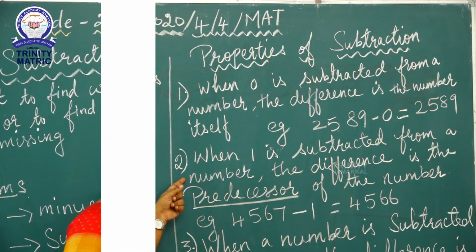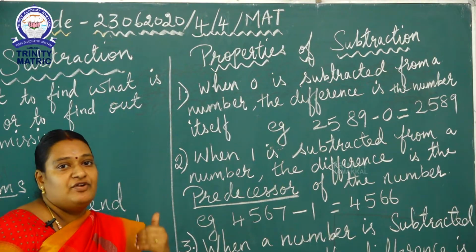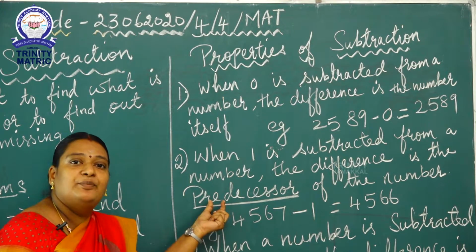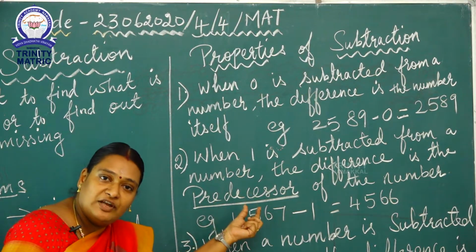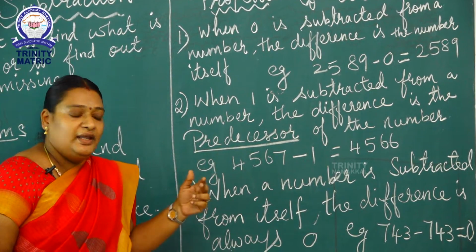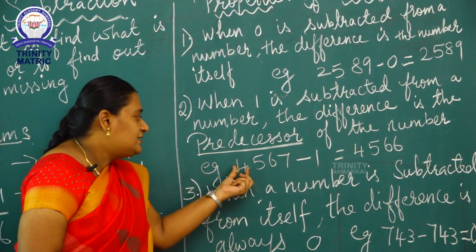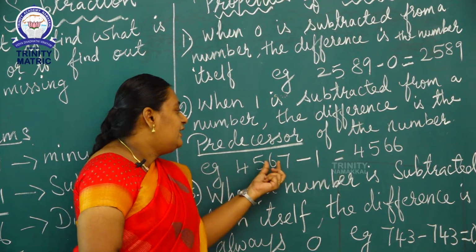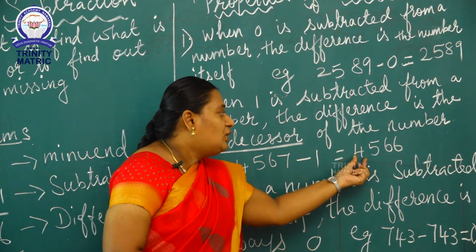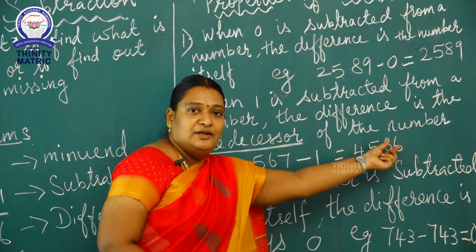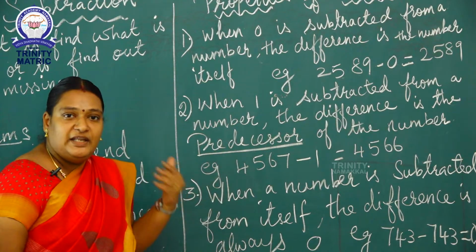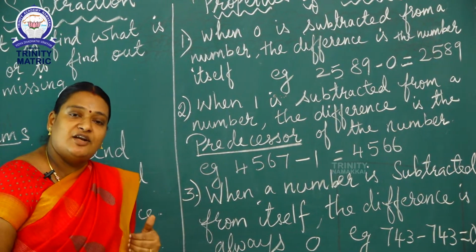And the second property: when 1 is subtracted from a number, the difference is the predecessor of the number. What is the predecessor of a number? Predecessor means the given number minus 1. For example, 4567 minus 1 is equal to 4566. Okay, this is the predecessor of a number. So when 1 is subtracted from any number, you will get the predecessor of that number.